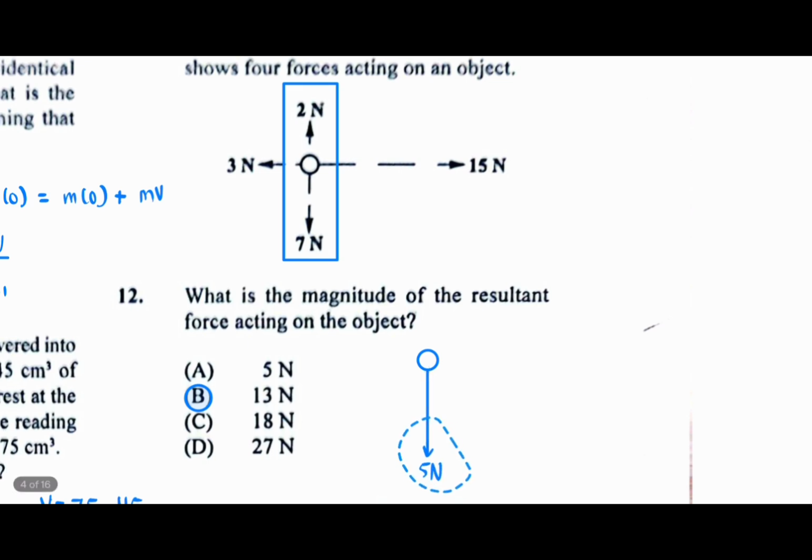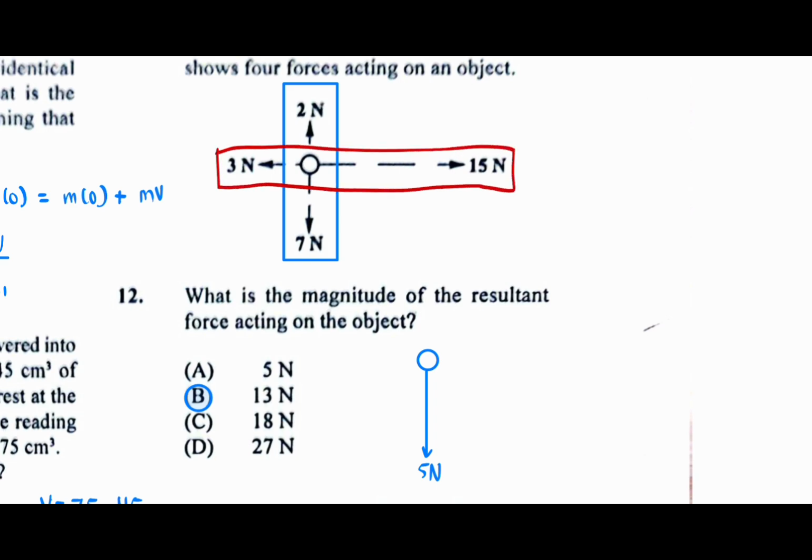Okay. And let's look at the horizontal components now. So the horizontal components here is 3 to the left and 15 to the right. And so what's going to happen is you're going to end up with 12 newtons, because we're going to take away 3 from 15 and that's going to result to be 12 newtons to the right. And so I end up in this situation.